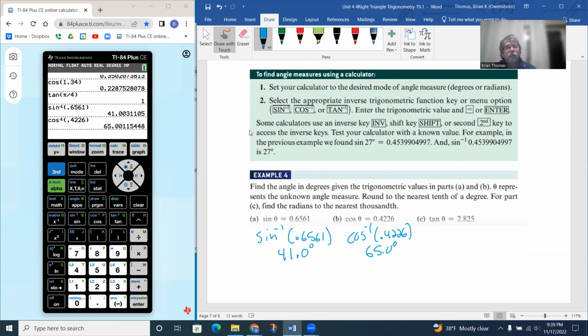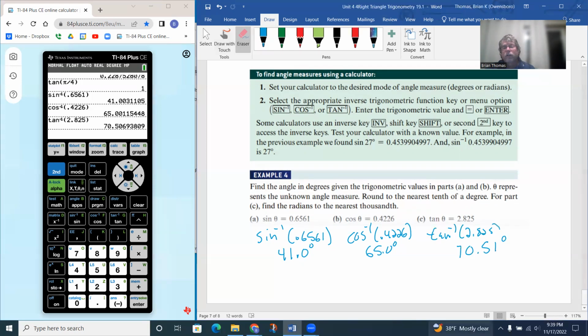If I do the inverse tangent, that'll find the degree of that one. Inverse tangent of 2.825. If I enter, that'll give me that in degrees. So the inverse tangent of 2.825 gives me a measure of 70.51 degrees. Oops, no, they said tenths place, not hundredths place. So that'd just be 70.5 degrees, rounded to the tenths place.